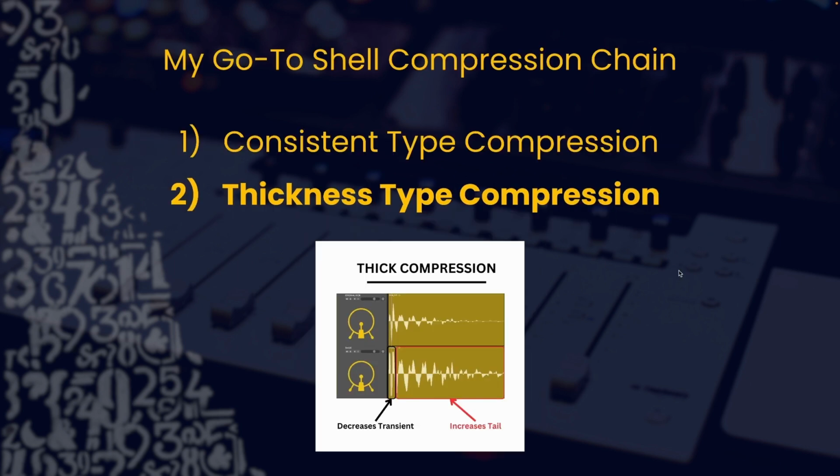Okay, so now we're diving into thickness type compression here. The goal of this type of compression is to decrease the transient and increase the tail, which is rather counterintuitive to what we actually want, generally speaking, with our drums. We want very strong transients and very weak tails because that's what's going to create that impact and punch. But thickness is a really great way to just make our drums beefier and fatter, and then we're going to deal with the impact and punch with the next style of compression.